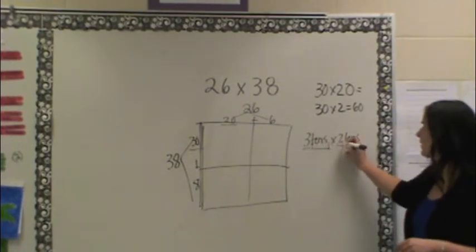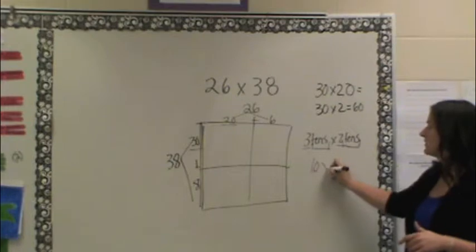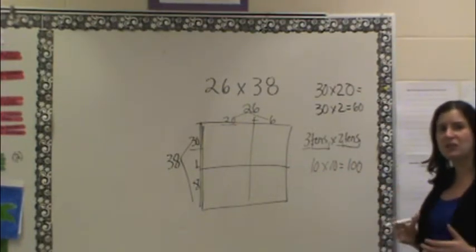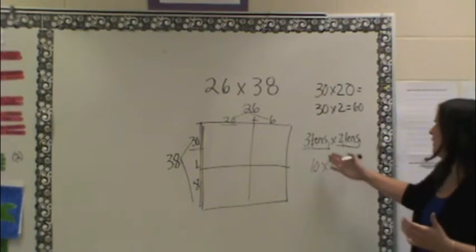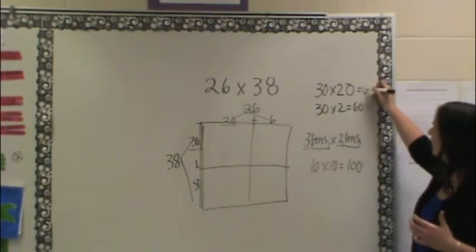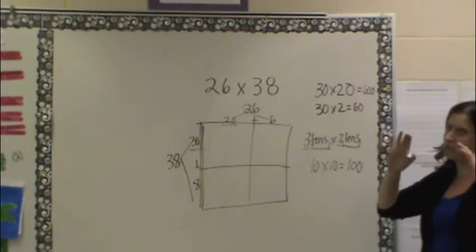You can go back to thinking of 10 times 10. What is that? 10 times 10 is always 100, okay? So what you're starting to look at is that your 3 tens times your 2 tens is going to be 600. Okay? Two ways to look at it.